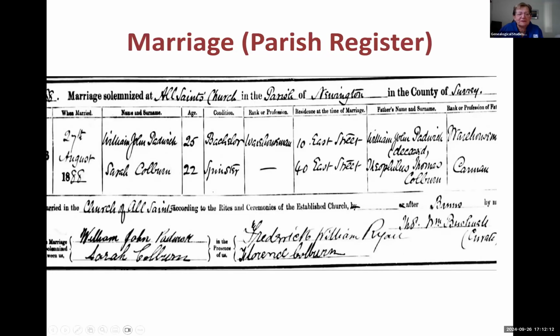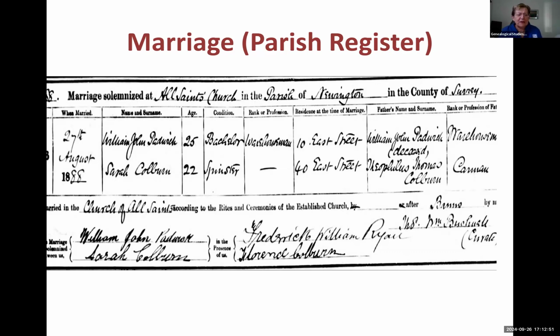Let's look at the marriages. On the 27th of August, 1888, I have Sarah Coburn and William John Padwick marrying. William John Padwick is down as a warehouseman. His father's deceased. His father was also William John Padwick. And Sarah Coburn, no occupation. Women didn't have occupations in those days. Sarah Coburn, and yes, that's her father, Theophilus Thomas Coburn.